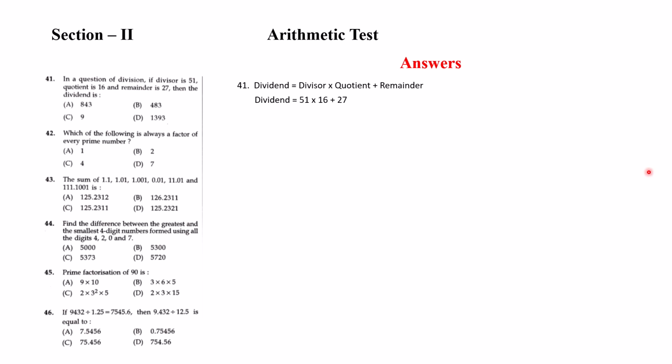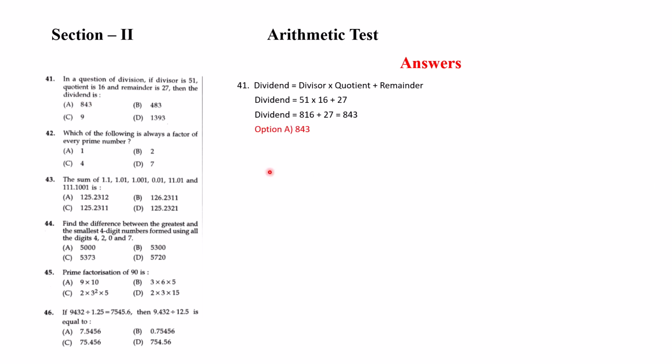We need to go ahead as per the BODMAS rule. So first we have to multiply, then do the addition. Therefore, 51 into 16 would be 816, plus this 27 would give us 843. Therefore, when we divide 843 by 51, the quotient will be 16 and there will be a remainder of 27. Therefore, the correct answer for this question would be option A, 843.